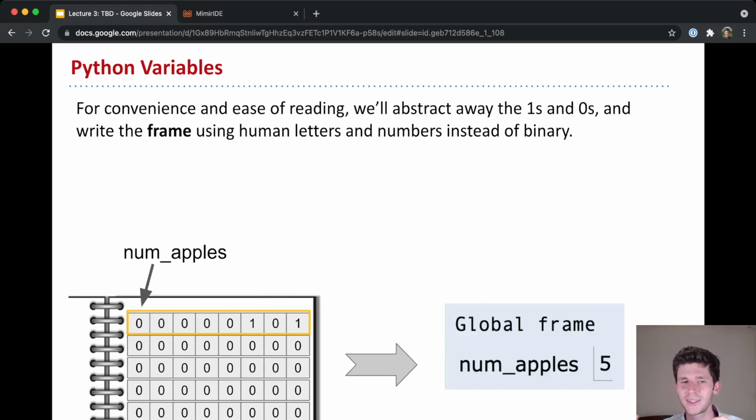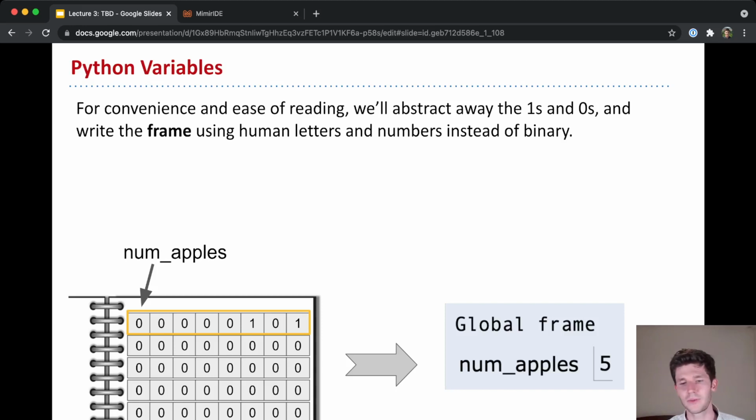But for ease of reading and just thinking about all this, let's not think about it in terms of binary, the ones and zeros. Let's instead write the frame and what it looks like using human letters and numbers. And kind of a nice way to look at it is like this. This is what we'll be using in this class and in the slides. We'll write the frame. We'll just call it the global frame, the frame, same thing, it's the frame. And we'll write down the name of the variable, and then next to that, the actual value that's stored in that variable. So num_apples equals 5.